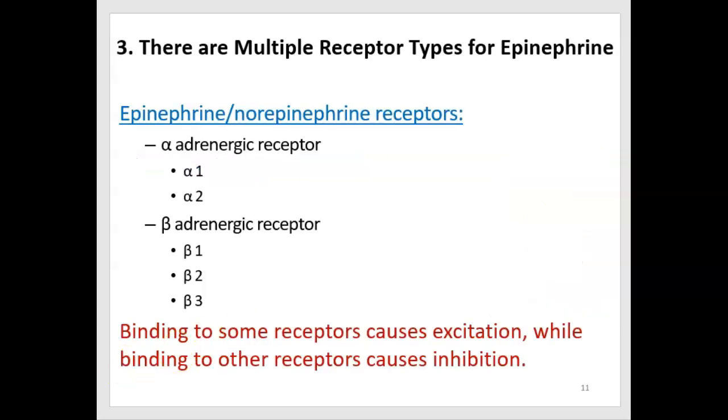Okay, the last reason that the two divisions can do different things, or that one division, like the sympathetic nervous system, can have what seems like opposing effects in different organs, has to do with the fact that really the action of a neurotransmitter depends on the receptor that binds to it. And there are lots of different receptor types for epinephrine in particular. And epinephrine, of course, is sympathetic. So we are talking about sympathetic.